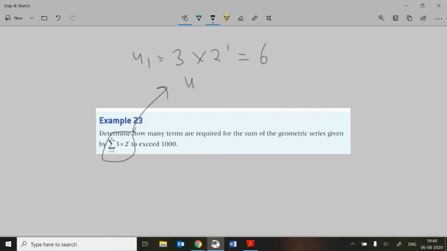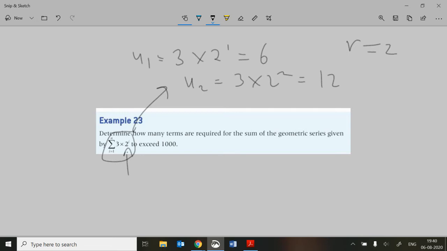So our first term, U1, is equal to 6. And let's get U2 out as well, just to check what R is, although I can't see what R is. Now we're getting 3 times 2 squared, which is 12. So I can see the common ratio is 2. In fact, the common ratio is hidden in there as well. So R is equal to 2. So let's set this formula up.